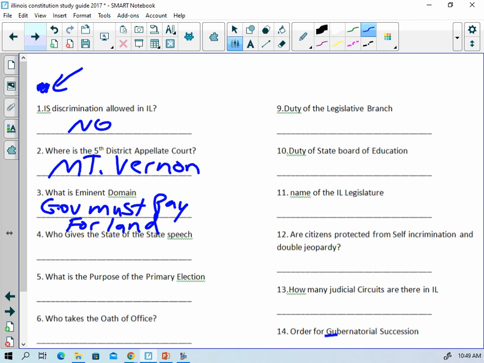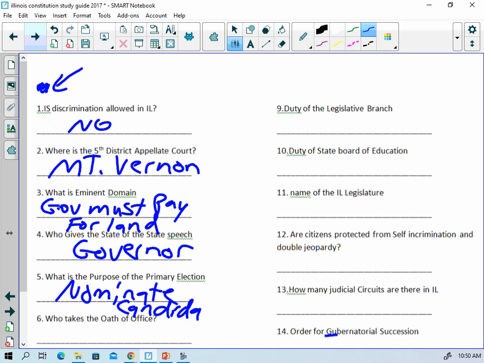Who gives the State of the State address each year? It is the governor. What's the purpose of a primary election? Nominate candidates. They pick the best Republican and the best Democrat.